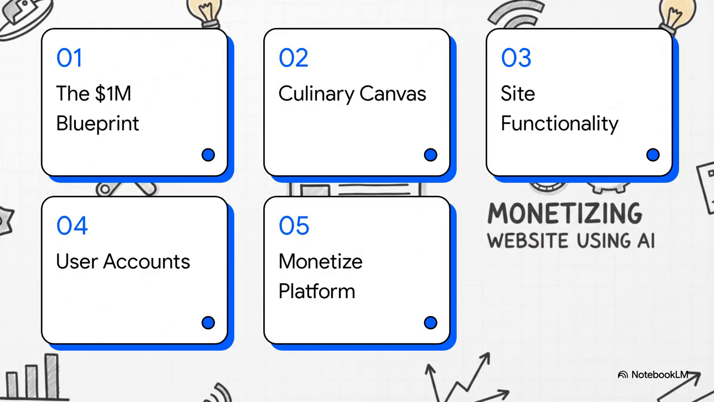So here's our exact recipe for today's explainer. First, the $1 million blueprint. Second, designing the culinary canvas. Third, making the site functional. Fourth, building user accounts. And finally, monetizing the platform. We are going to reconstruct this multi-million-dollar asset piece by piece.